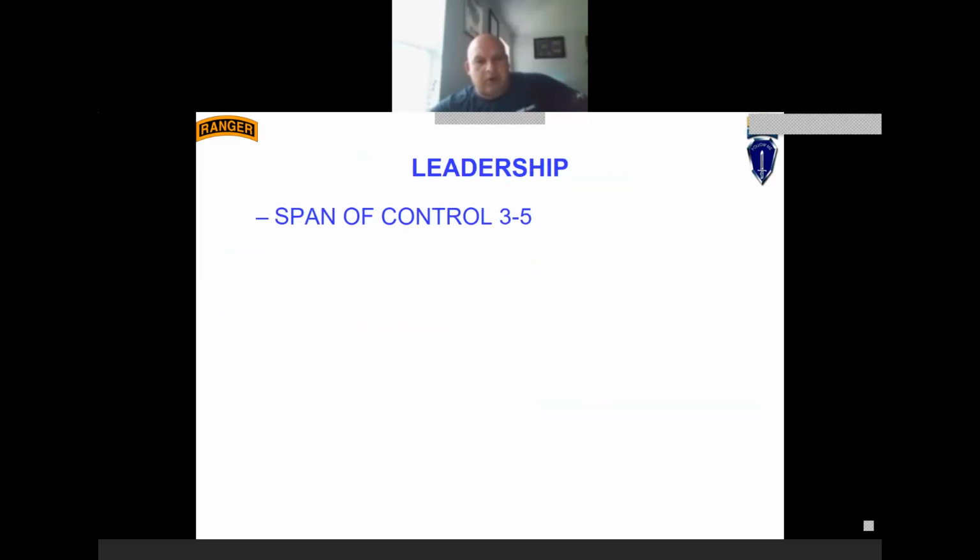Span of control is 3 to 5 by Army, due to the fact that if you have less than 3, you tend to micromanage. If you have more than 5, you tend to loosen the reins and you lose control, and then you end up being a boss versus a leader. A leader has the influence. You want to give them a purpose, direction, and motivation to accomplish their task, and you give them their expectations, exactly what they need to do to accomplish the mission or their task. So you always give that task and purpose.